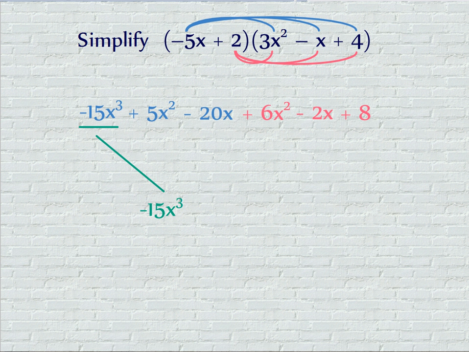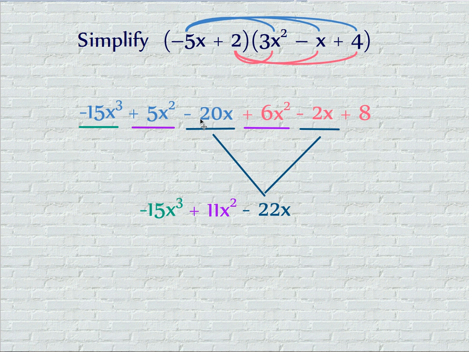I only have one x to the third power term, so I bring it straight down. I have two x squared terms. I have 5x squareds being added to 6 more x squared, so I have 11x squareds. I have two regular old x terms, negative 20x's, and I'm subtracting 2 more x's. That gives me negative 22x. And I only have one constant, so it gets to come straight down.